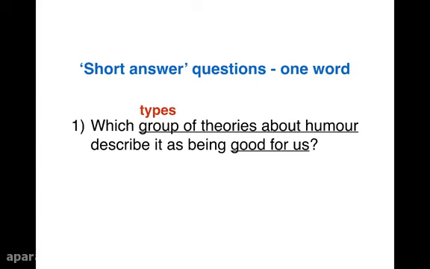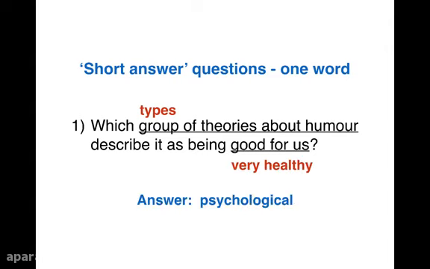Well, the group of theories was the types, and good for us was very healthy. And the answer: psychological. Remember, we're only allowed one word, so that one word must be psychological. Remember, if you write two words, for example, psychological theories, your answer will be marked wrong. You must follow the instructions and put one word only.